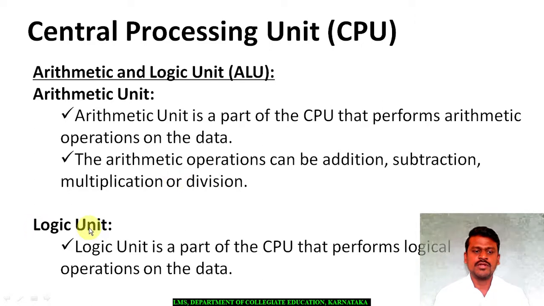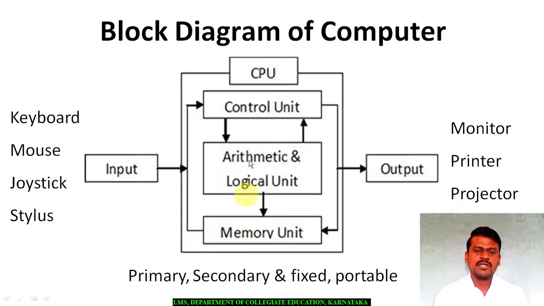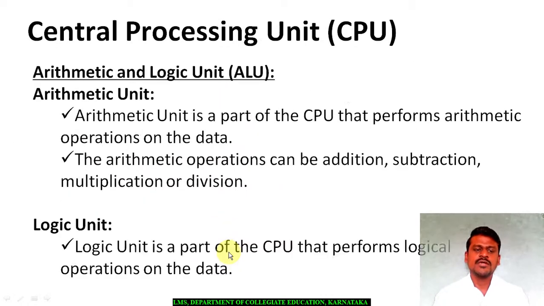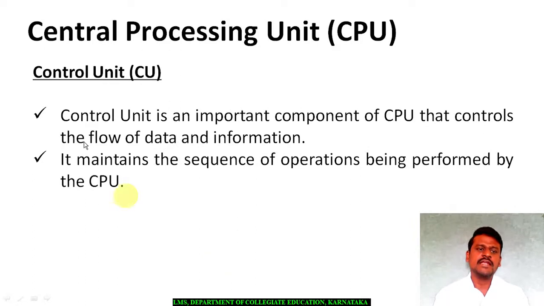Next is the logic unit. The logic unit is also a part of the CPU. It performs only logical operations on the data. For example, some data needs operations beyond arithmetic operations. It needs some logical operations, some logical thinking for certain operations. Those operations are performed mainly by the logical unit. So these are the operations of the arithmetic unit and the logical unit. Next is the control unit.